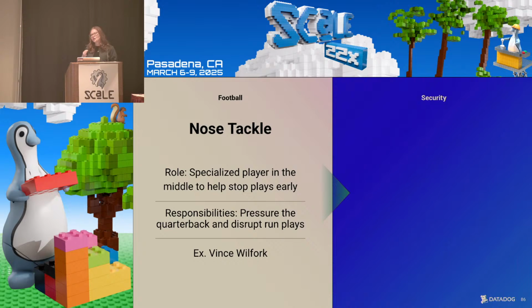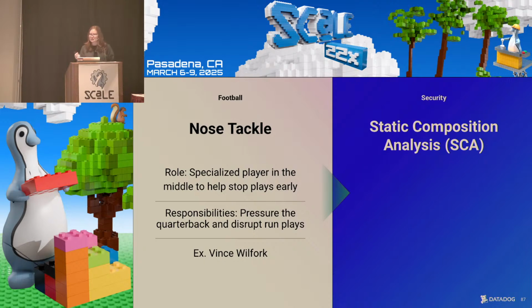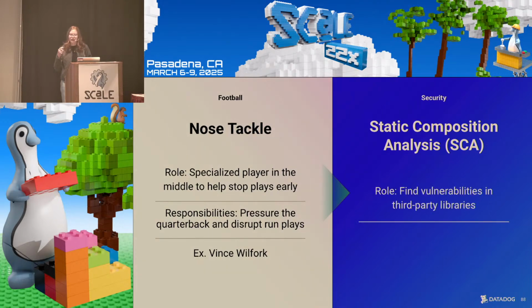But, you know, I know we're kind of abstracting things, but what kind of abstractly is a specialized tool that stops vulnerabilities early? We've got our software composition analysis scans, or SCA scans. And now these are finding vulnerabilities in your third-party libraries.